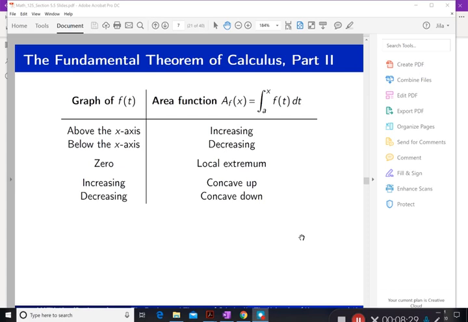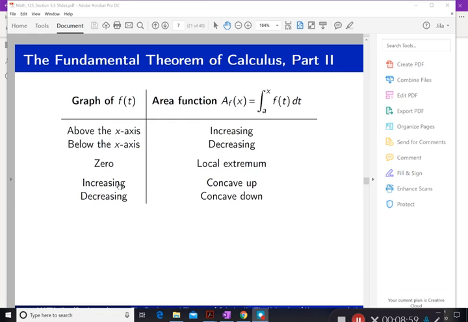So now let's discuss the fundamental theorem of calculus part 2. If the graph of f of x is above the x-axis, then the area function increases while it's above the x-axis. If it's below the x-axis, it's decreasing. If the graph of f of x has a 0, then we have a local extremum.